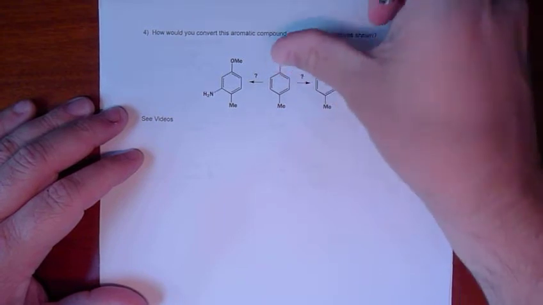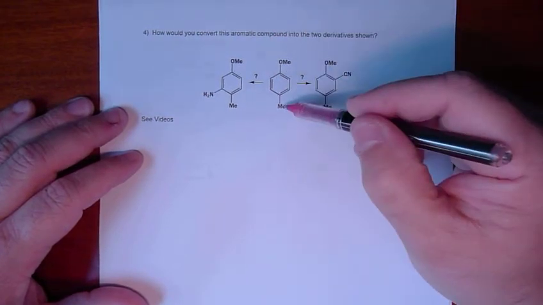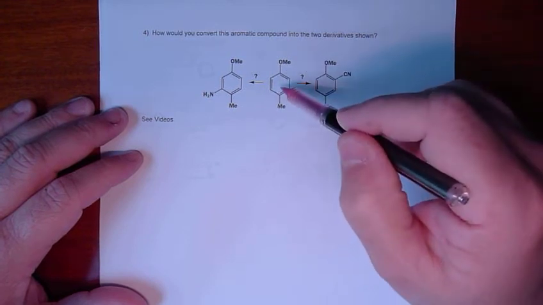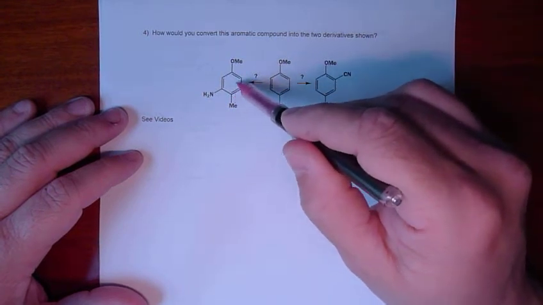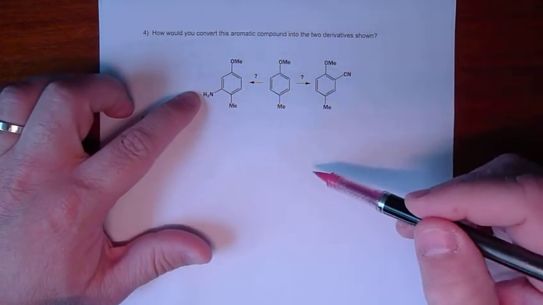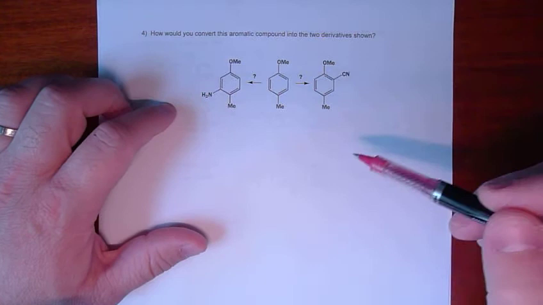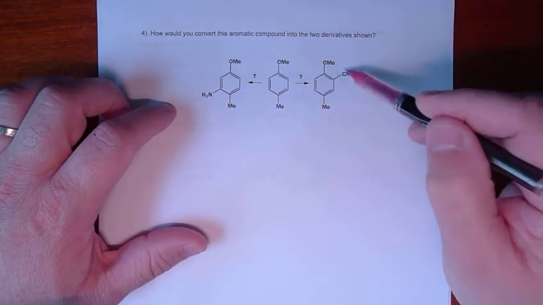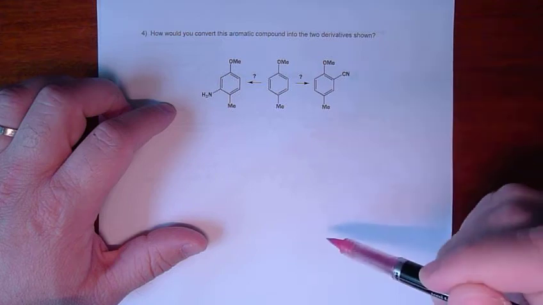So this, if it was just that, it would be toluene. How do you take paramethoxytoluene and convert it to this aromatic aniline? How do you introduce the amine group here? Conversely, how do you introduce this cyanide group here?